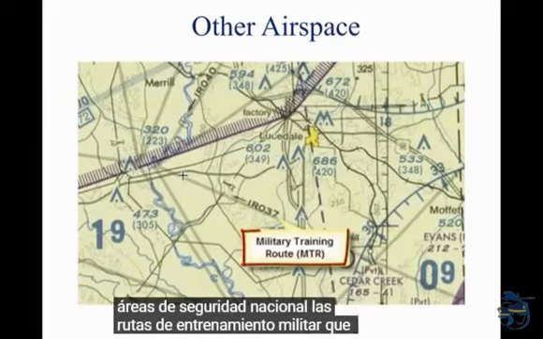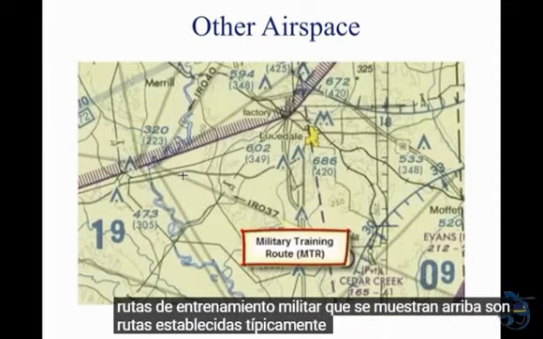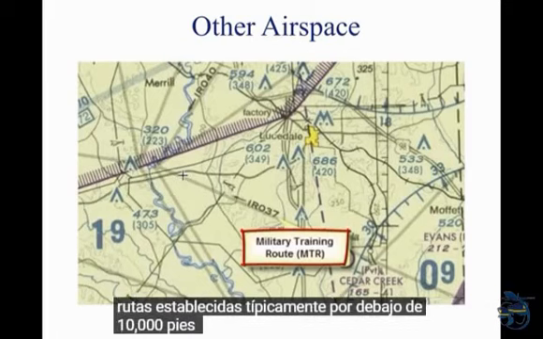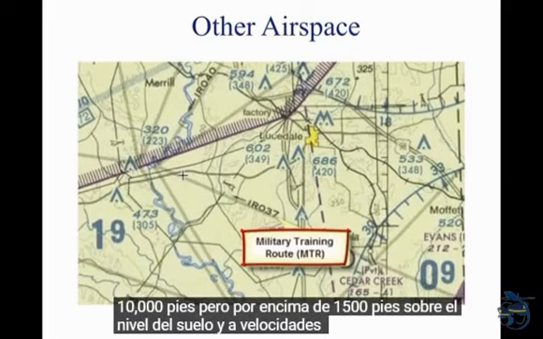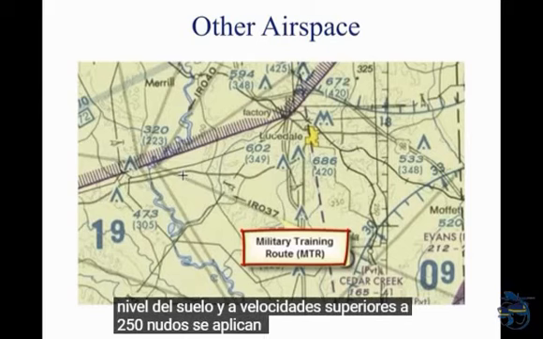Military training routes, pictured above, are routes established typically below 10,000 feet but above 1,500 feet above ground level and at speeds in excess of 250 knots.